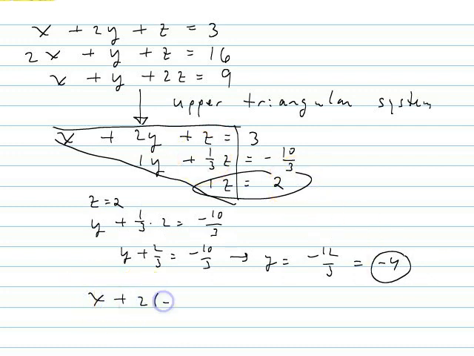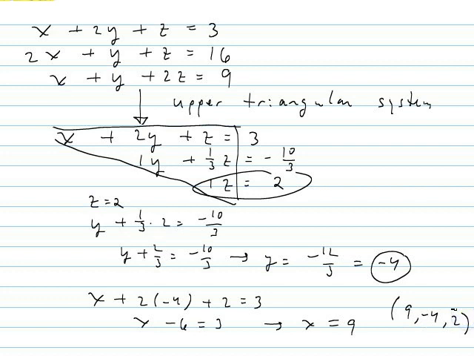x plus 2 times negative 4 plus 2 equals 3. This is minus 8 plus 2, is minus 6, equals 3. Gives us x equals 9. So the answer to the question is going to be 9, negative 4, and 2.